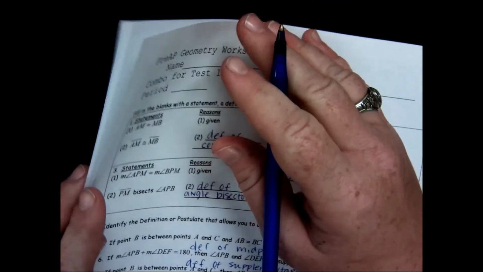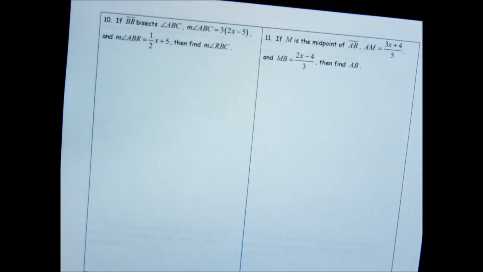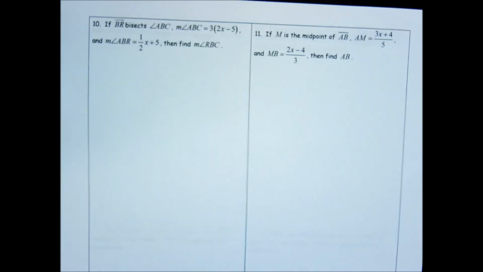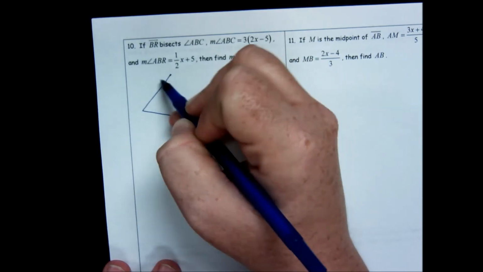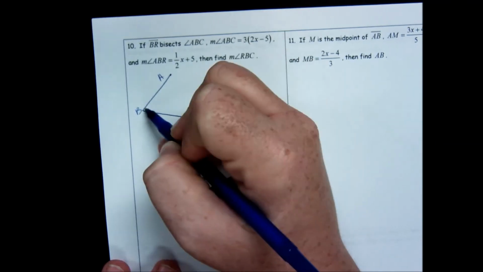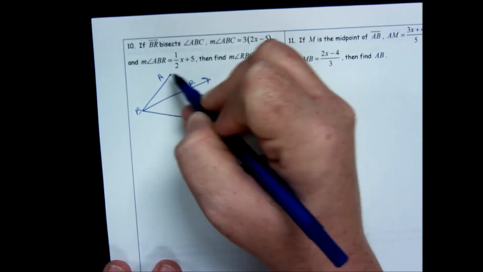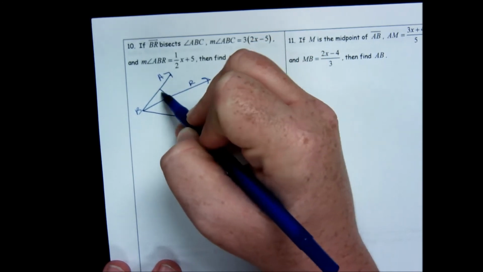All right, let's move on to number 10. Number 10, I feel like we may have done this one in class too. Number 10 is a picture of angle ABC with BR bisecting it. Remember, bisecting means cutting it into two equal parts.